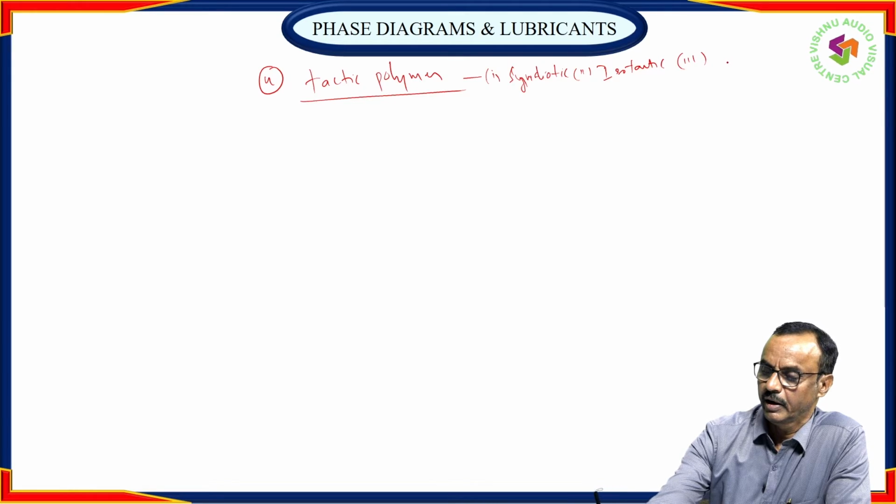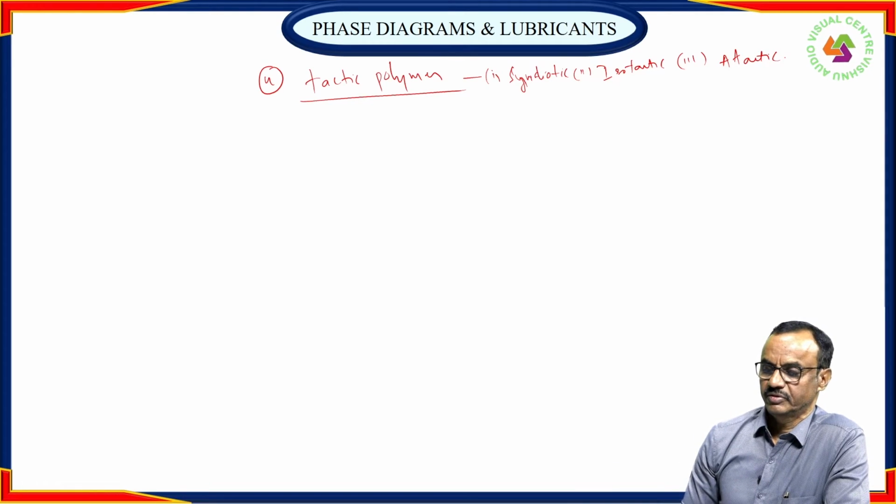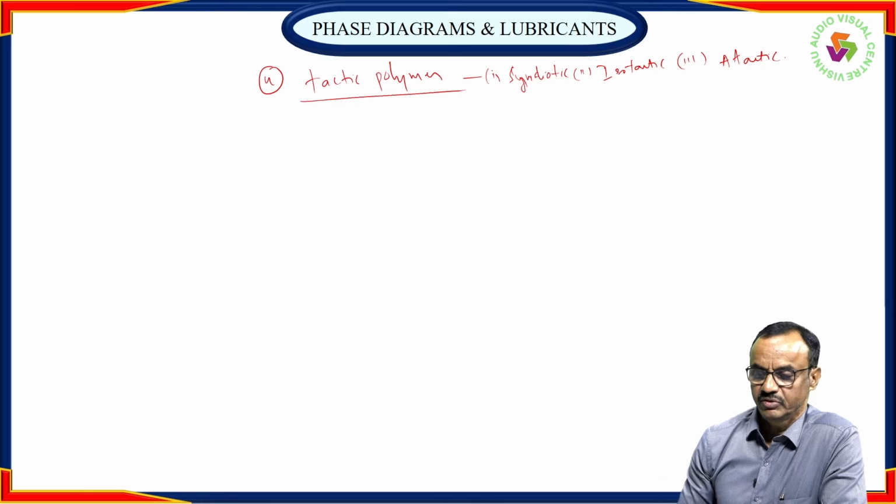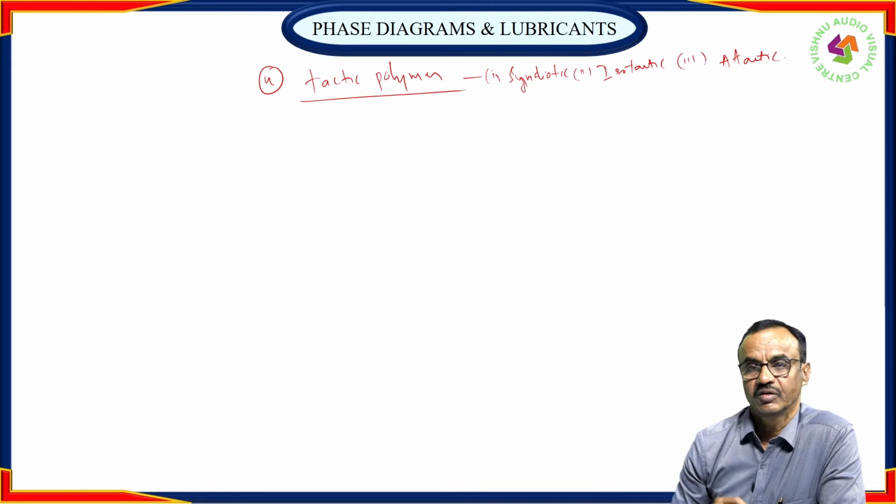3. Atactic. Polymers are mainly classified into 3. For these 3, I will take one example.